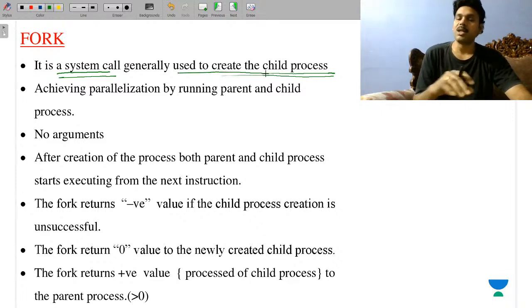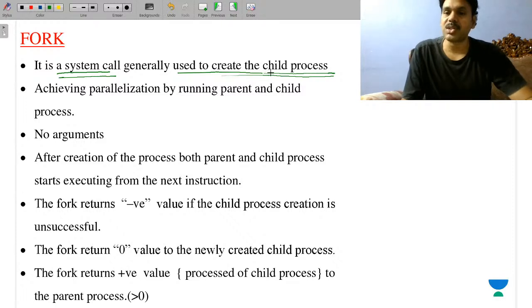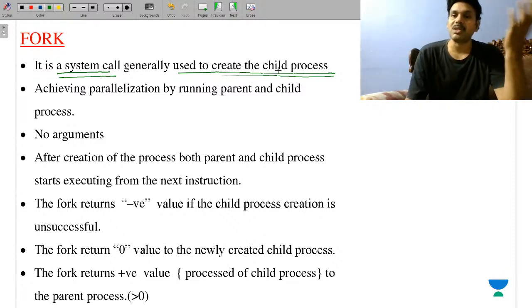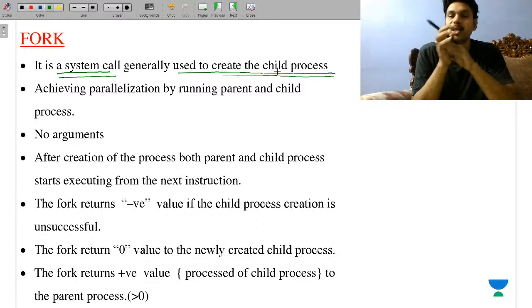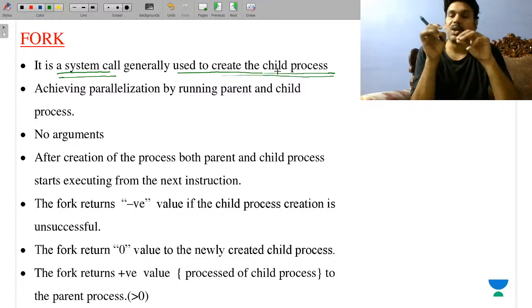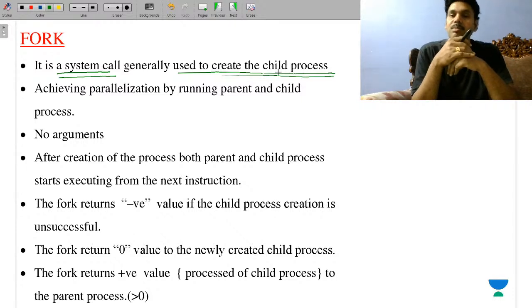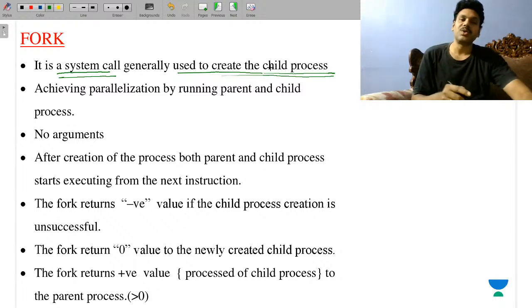So what is a child process? A child process is a replica of your parent process. Whatever instructions are there in the parent process, the same instructions are also there in the child process. You can also say this is a concept called mirroring. What is the meaning of mirroring? You get one more copy of the same process in order to execute on multiple processors.